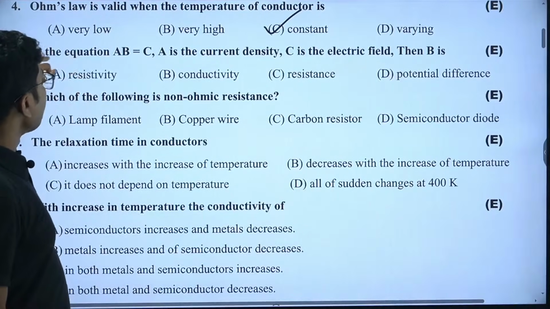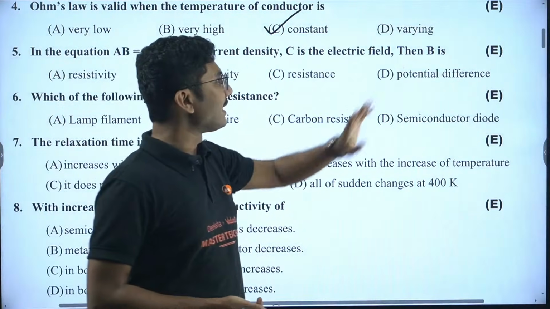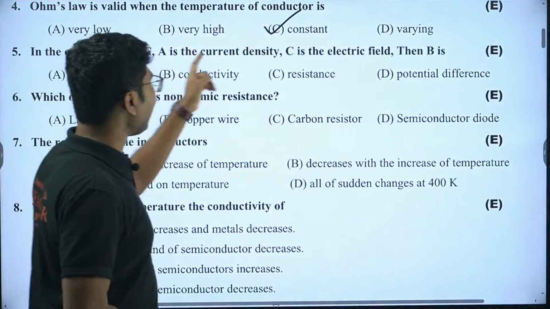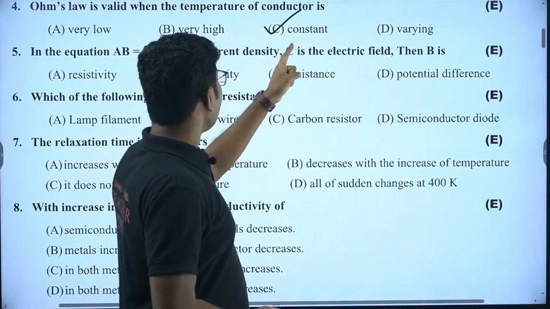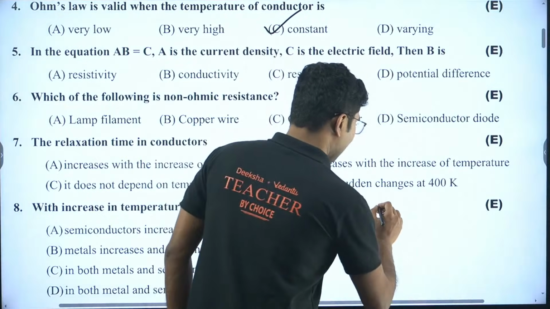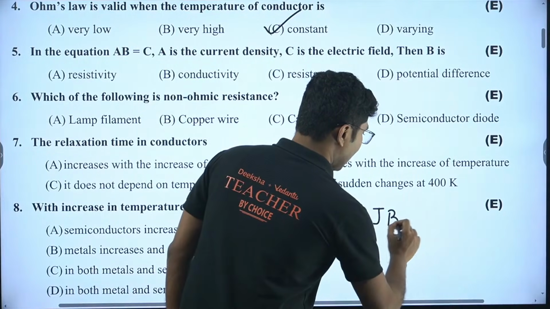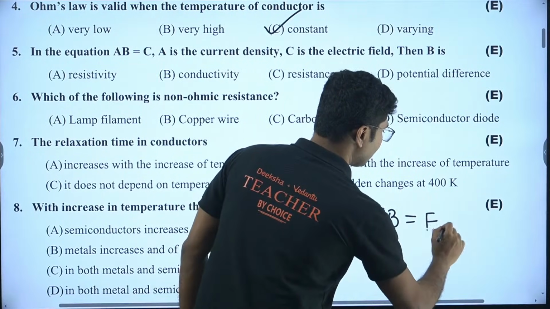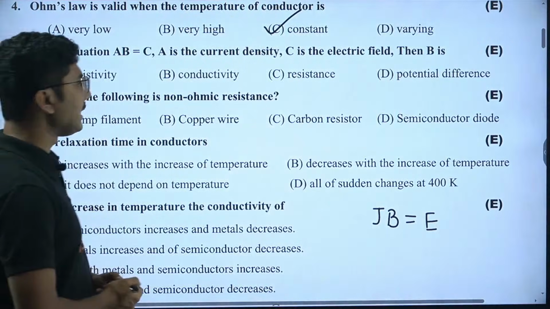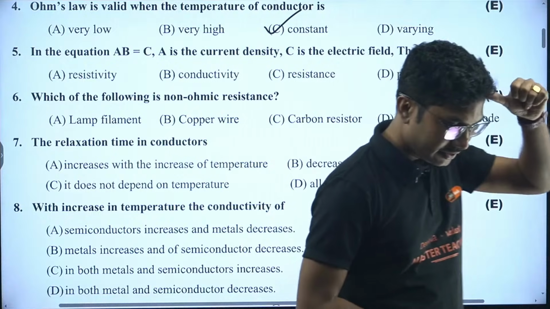Now, in the equation A B equals C, A is the current density, C is the electric field, then what is B? So current density is J, B is unknown, and C is electric field. What is the value of B? Resistivity, conductivity, resistance, potential difference.